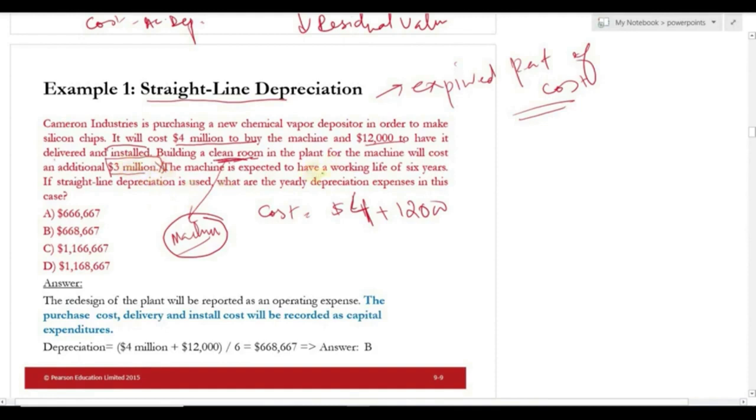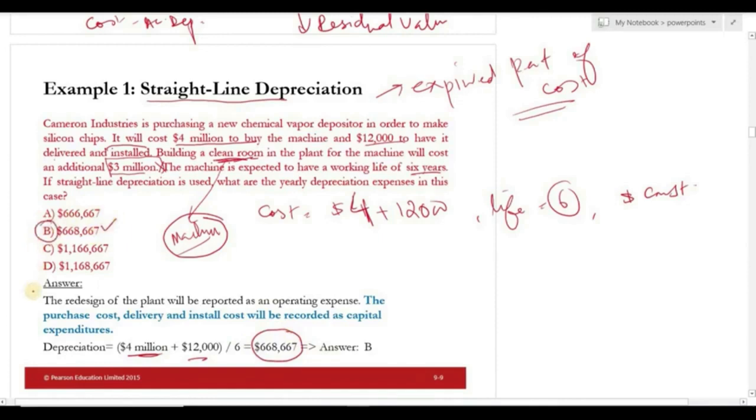Okay, the machine is expected to have a work life of 6 years, so life is 6 years. If straight line depreciation is used, what is the yearly depreciation expense in this case? Because it's a straight line, in the straight line depreciation method, the expense remains constant. So the total cost is 4 million plus 12 million, divided by 6. The answer would be 2.667 million, so this is answer B.